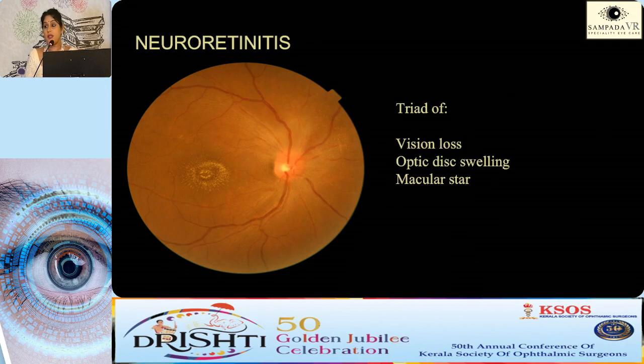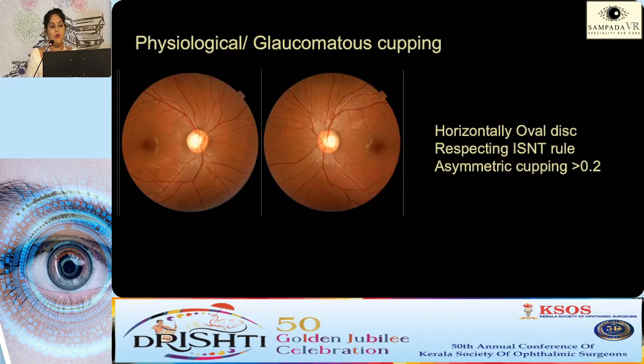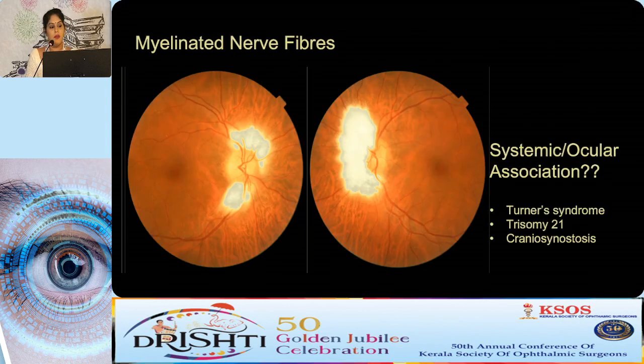Neuroretinitis presents with disc edema, the triad being optic disc swelling, visual loss and the macular star. Now, retrobulbar neuritis: the patient sees nothing and the doctor sees nothing. You can go for the VEP. Physiological cupping, as you all know, is a horizontally oval disc which respects the ISNT rule. When this is not followed, and there is an asymmetric cupping of more than 0.2, you can suspect a case of glaucoma.